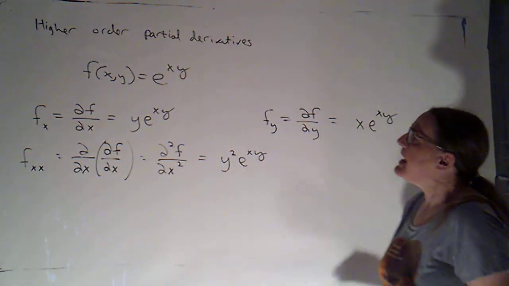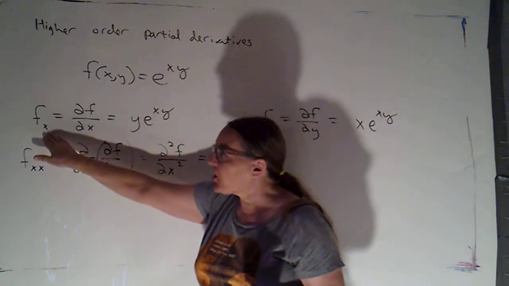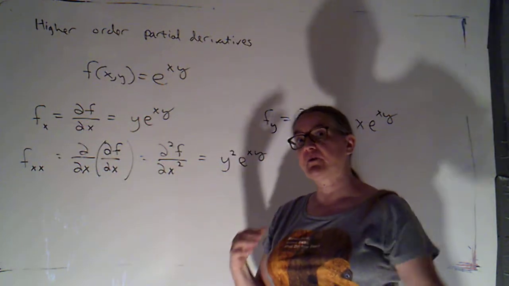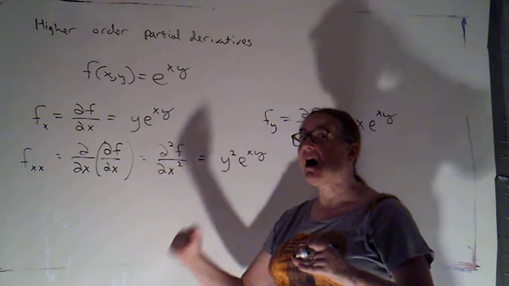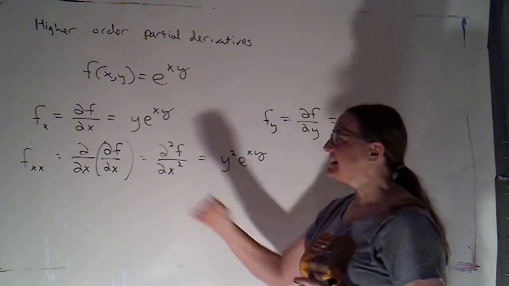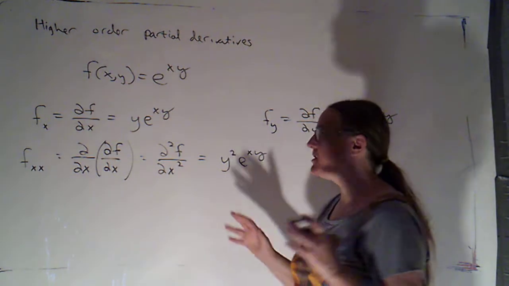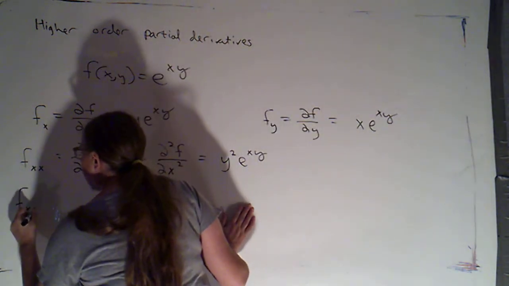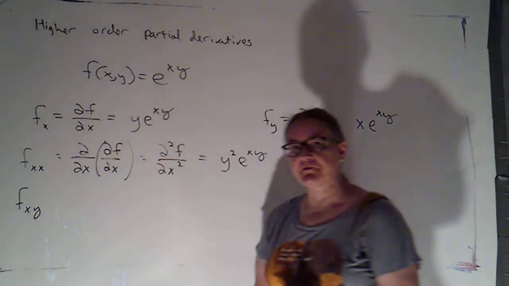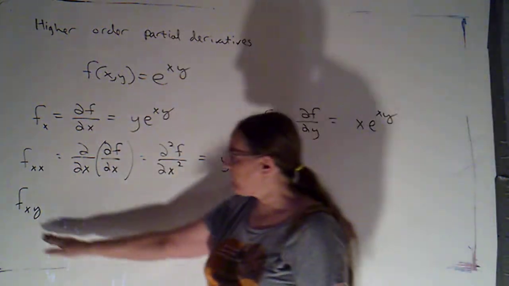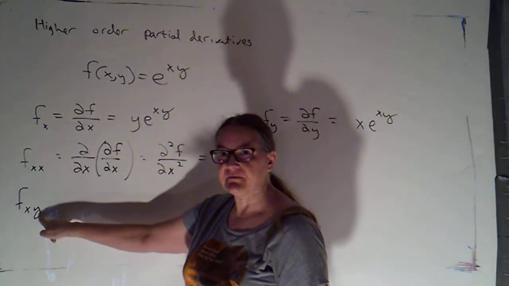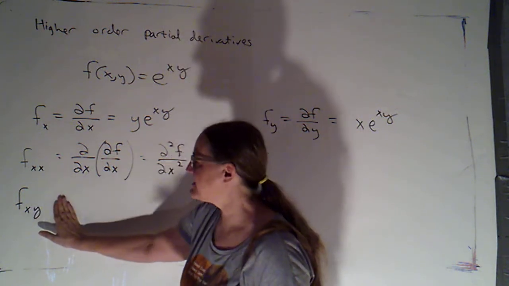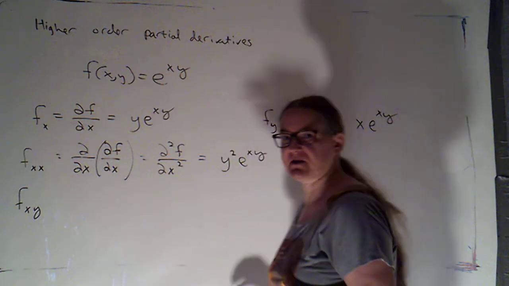Now if I wanted to take the partial with respect to x, and then the partial with respect to y of that, I need to be careful with my notation here. We've got f sub x, and I'm going to take the partial of that with respect to y. So if I write f sub xy, that means first take the partial with respect to x, then take the partial of that with respect to y.